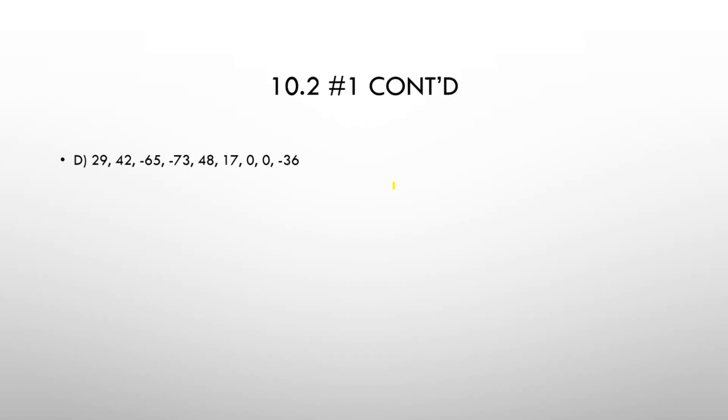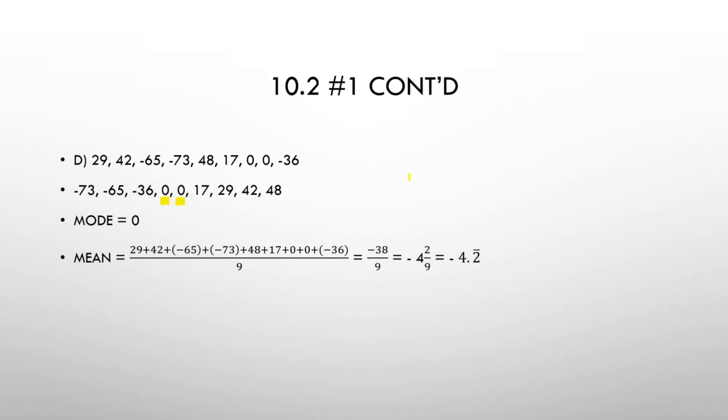Okay, part D, we've got a bunch of numbers here. The first thing I did was put them in increasing order, and I noticed that there are 2 zeros. That was the number that occurred the most often, and so the mode was 0. To find the mean, I added them all up, and I divided by 9 because there were 9 numbers. When I added them up, I got negative 38. So I got negative 38 divided by 9. That gave me negative 4 and 2/9, or negative 4.2 repeating.